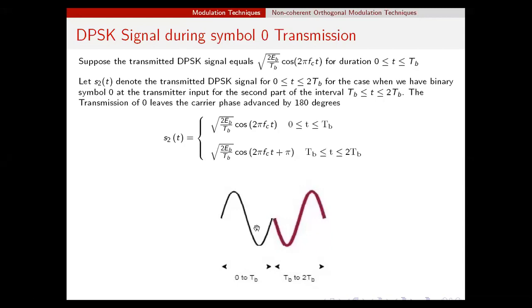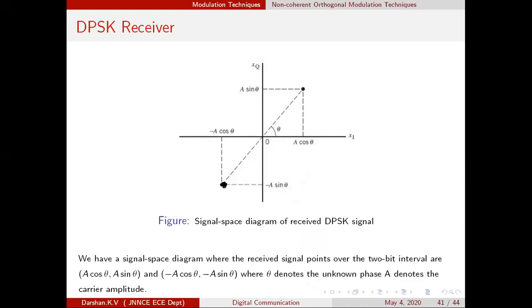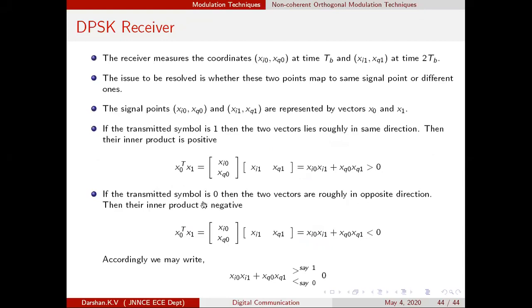So during the symbol 0 transmission, you can observe this is the first signal, and see, the second signal is out of phase. Therefore, if you convert these to points, then one signal point will lie over here and another signal point will lie over here. So during the symbol 0 transmission, if you compute the inner product of the vectors, then obviously they lie in different directions. Hence, the inner product would be less than 0. So this is how they are going to design the receivers.